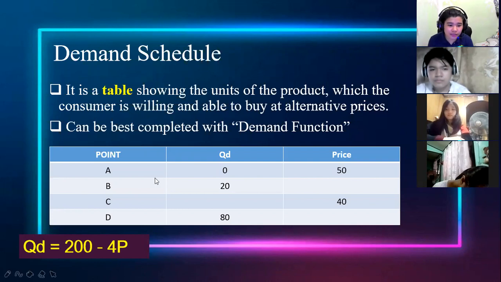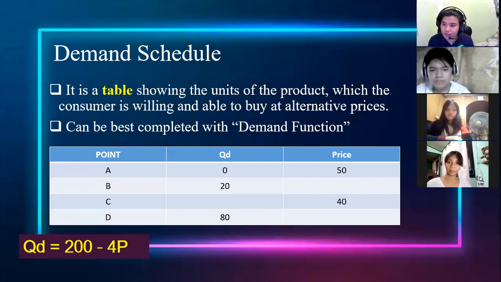So in this point, let's somehow study the demand schedule. The demand schedule of that guyabano is like, if the price is 50, the demand, yung people that want to buy it, is zero. Imagine one guyabano 50 pesos, who will buy that, 'di ba? So the demand in it is zero.